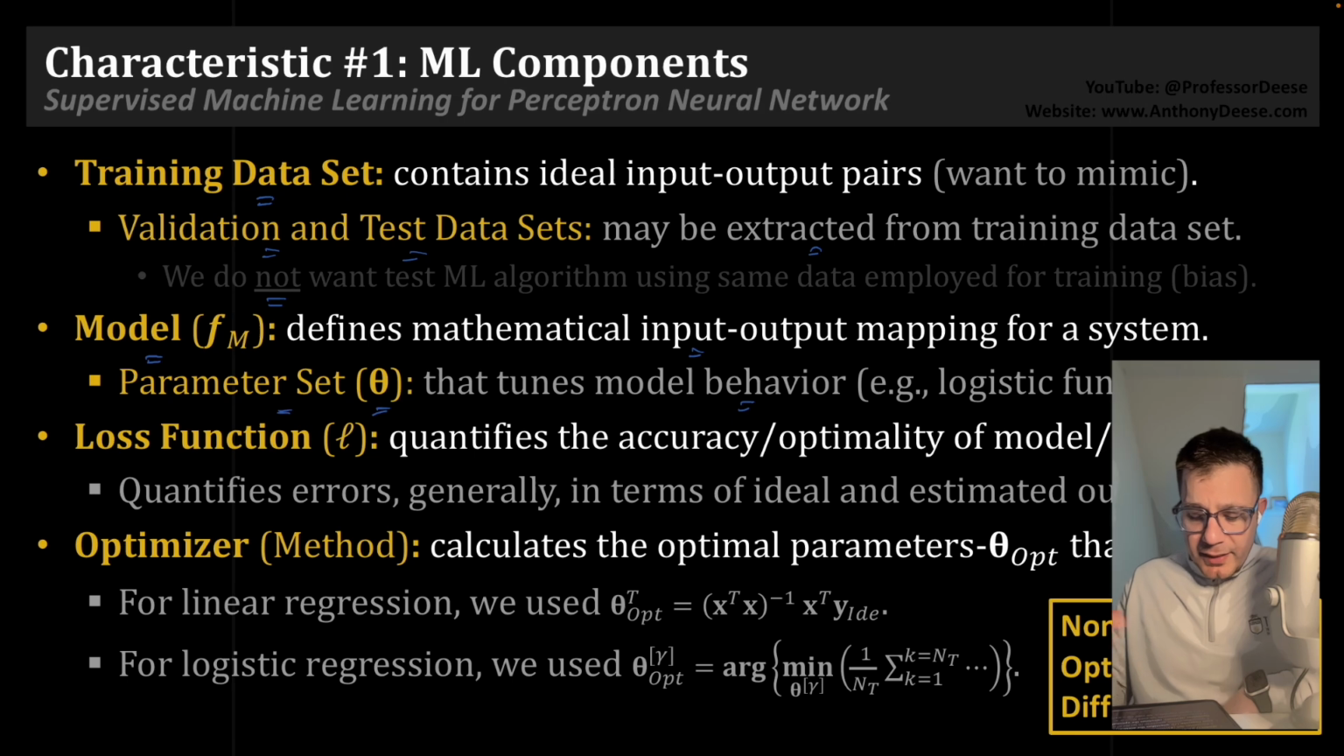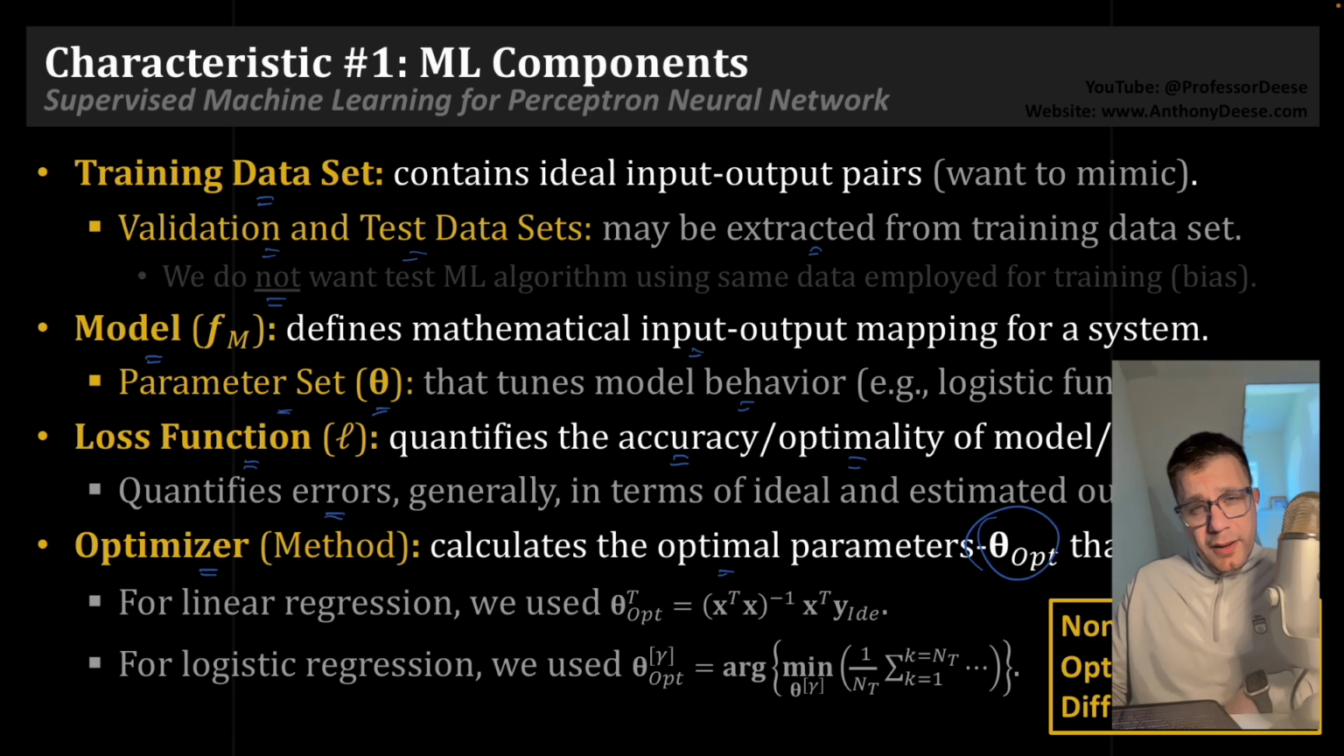A third component is the loss function, and this quantifies the accuracy or the optimality of a model and its associated parameters. It quantifies error, generally in terms of the difference between an ideal output and an estimated value that our model generates. A fourth component is the optimizer or the optimization method, and that calculates the optimal parameters, which we call theta sub OPT, such that loss is minimized.